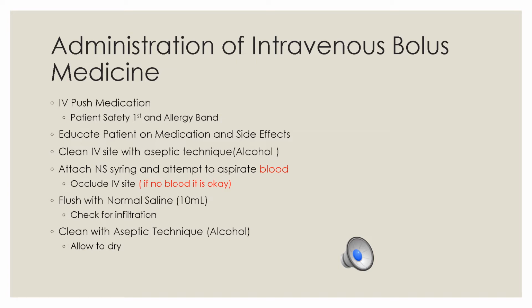You want to flush with 10 milliliters of normal saline. You want to clean again with the aseptic technique using an alcohol swab after flushing. Allow to dry. And then you're going to inject the medication over the appropriate rate. On the second to next slide, I'll talk about how to calculate those and how fast to push. This is where you're going to need your Gerhardt's IV book.